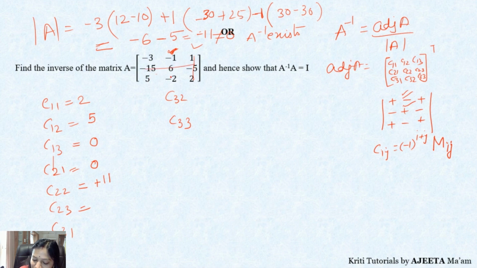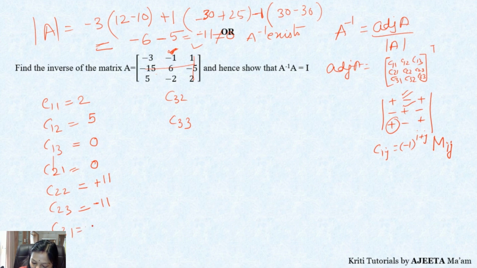Correct? So what will you get? 6 plus 5. Correct? 3 to the minus 3 into minus 2 will be 6, and then plus 5. So 6 plus 5, what will you get here? 11. And what will be the sign? Negative sign.